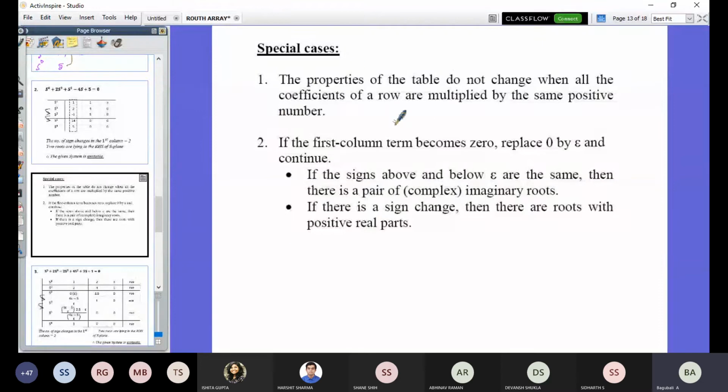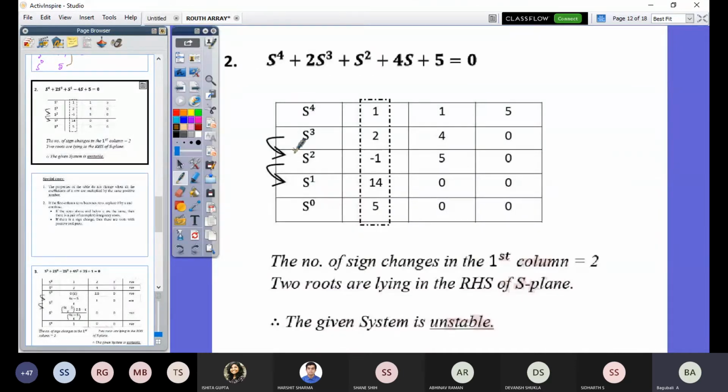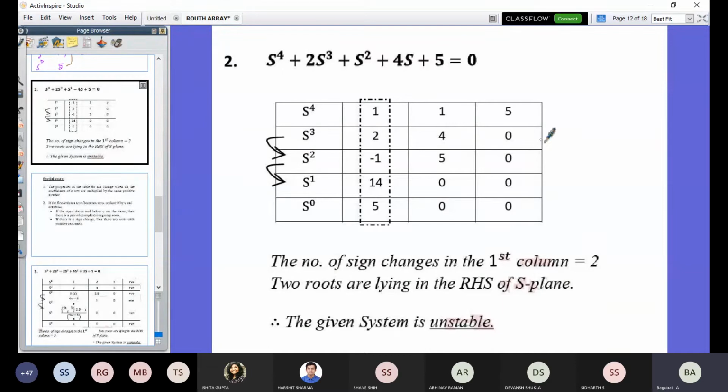Now you can see the property of the special case. The property of the table does not change when all the coefficients of a row are multiplied by the same positive number. You can multiply or divide the entire row by the same number, and the property of the Routh array will not change. If you multiply the entire row by 2, it won't affect the characteristics of the Routh array. Or divide the entire row by 2, the characteristics cannot be changed.